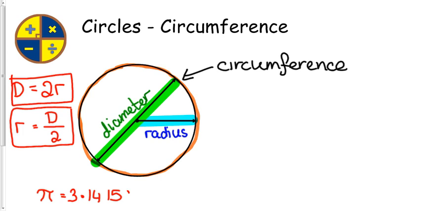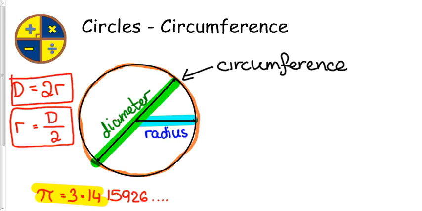5, 9, 2, 6, and so on. It will keep on going infinitely. What is really important that we remember are just these three digits, 3.14. If you can remember 3.14, then you can do any non-calculator work with pi to a suitable degree of accuracy.